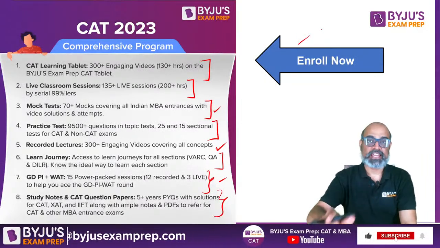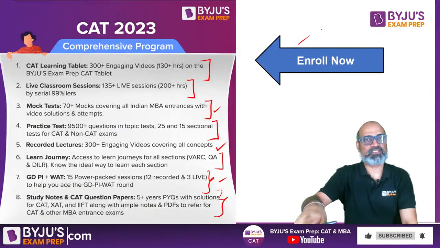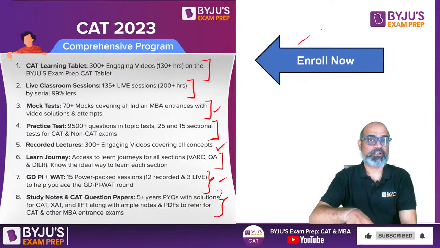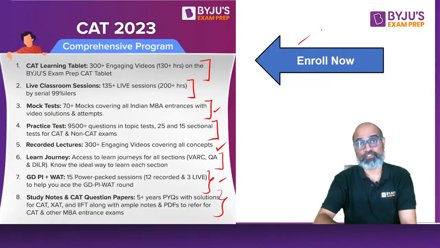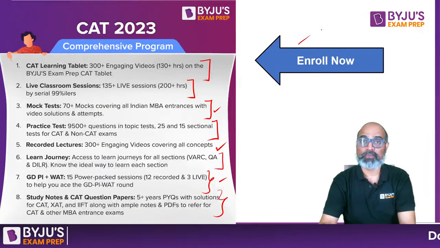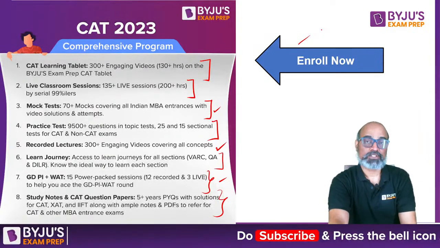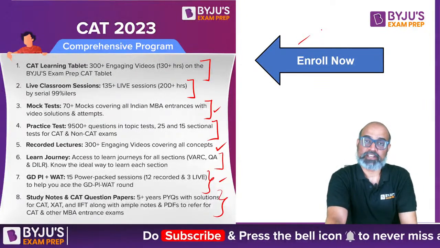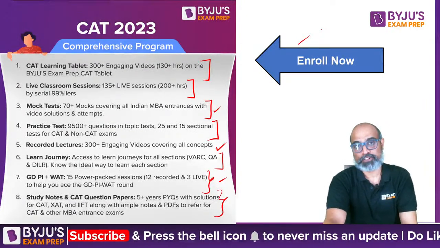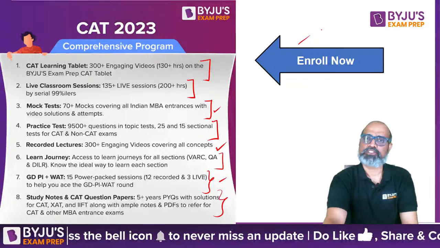Do not join any batches 2 months, 2.5 months before the exam, because then you will be in a lot of rush. The syllabus is going to be in a rush. It's not very beneficial. So join as soon as possible so that you have ample time for your college preparation, your job. It will not take a toll on you.